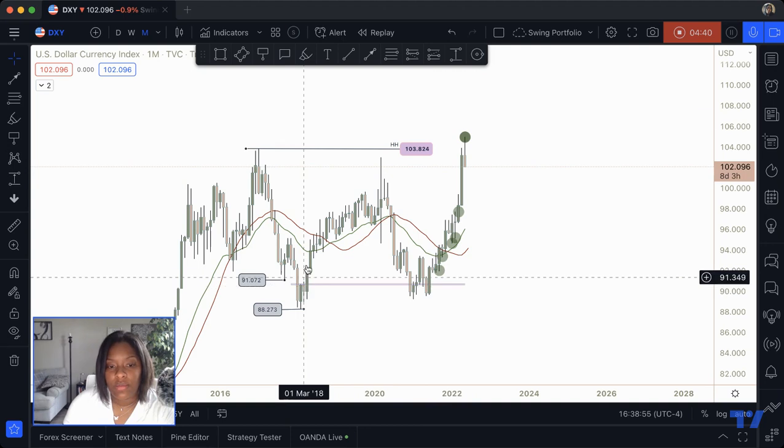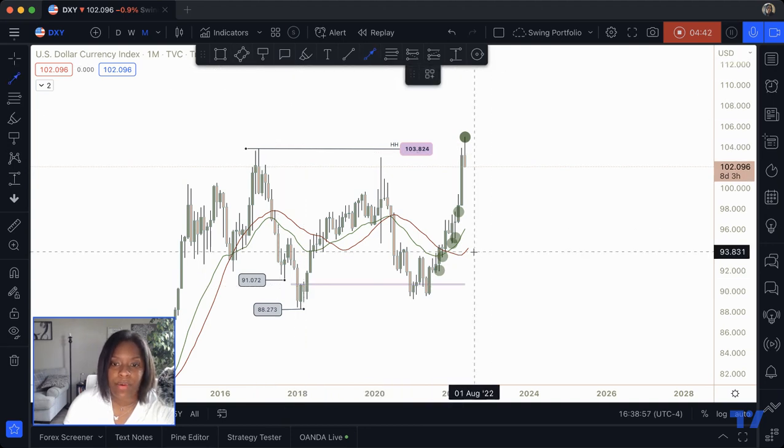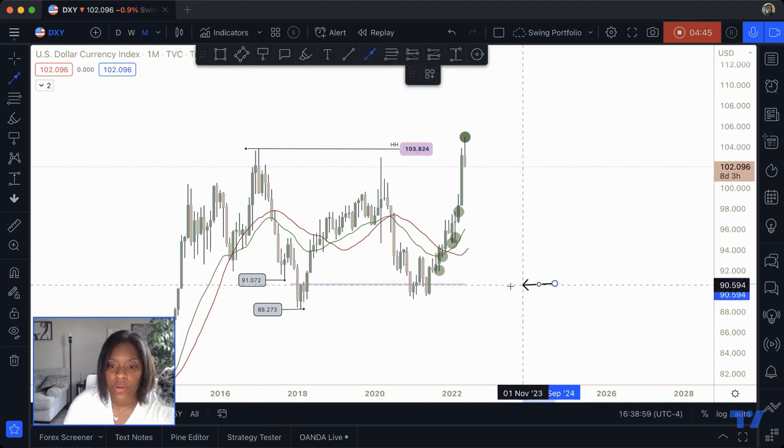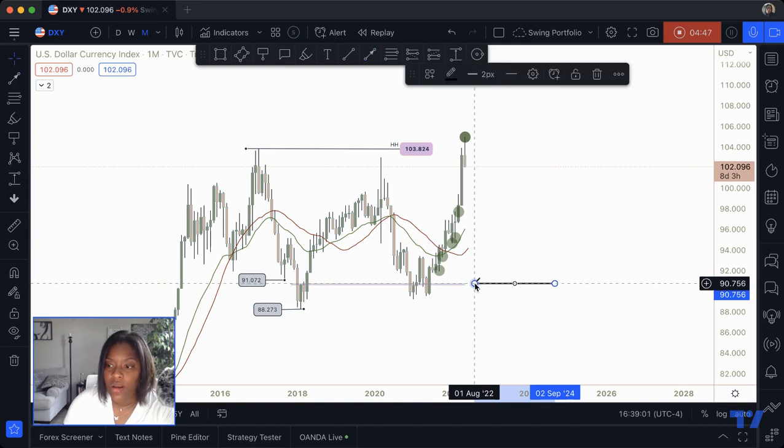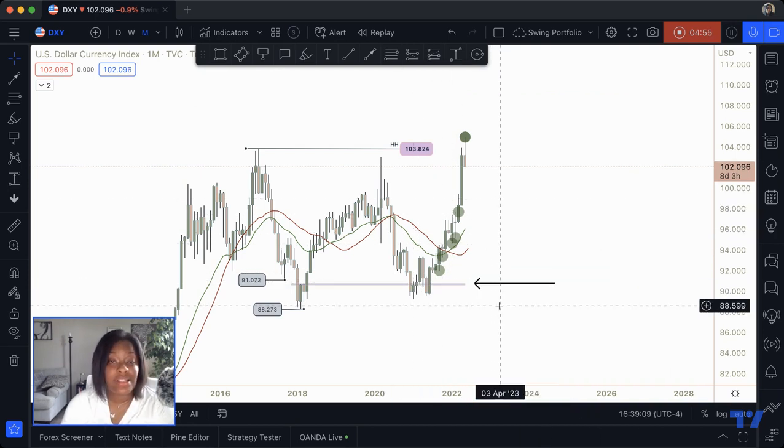But I'm going to have two areas where price could potentially pull back to. One of the first areas is right here around $90. Okay, actually it would be the same area here around $90. Okay, and so if price can pull back down to $90, this is a long term perspective because I am a swing trader.